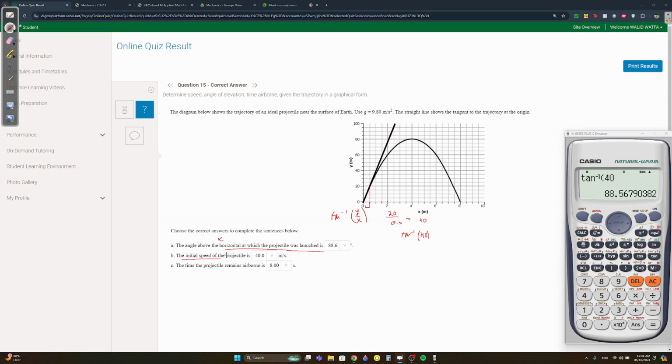Here, to find the initial speed, you can do it two ways. You have to use the graph. You have that the height is 80, and you also have that the range is 8. You can use whichever. I'm going to use height because I like height. Height is easier. The equation for height is v naught squared sine squared theta over 2g, I think. What was this?